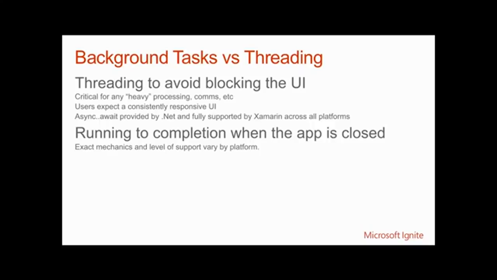So we can use async await, supported by .NET, supported by Xamarin on all platforms, as most of you will know, because lots of hands went up. But what I'm going to be talking more about here today is what do you do if you want to kick something off and ensure that that's going to run to completion even when your app is shut down? Or what if you just want something to continue running in the background even when your app is shut down? And what are the mechanics of that on each of the different platforms?